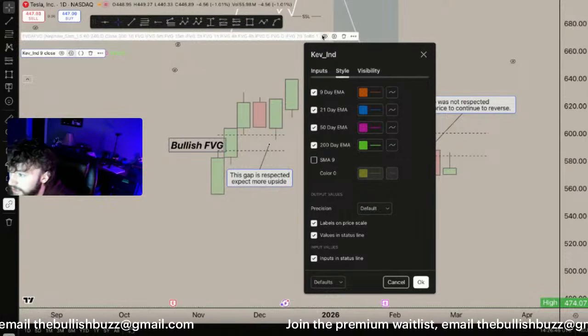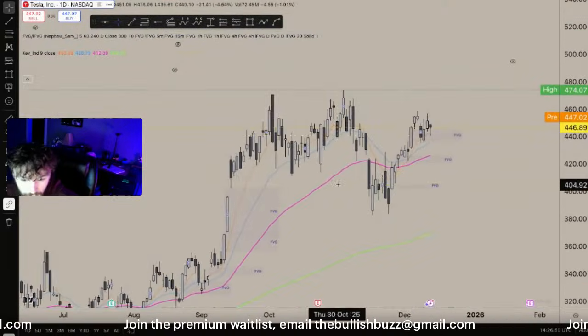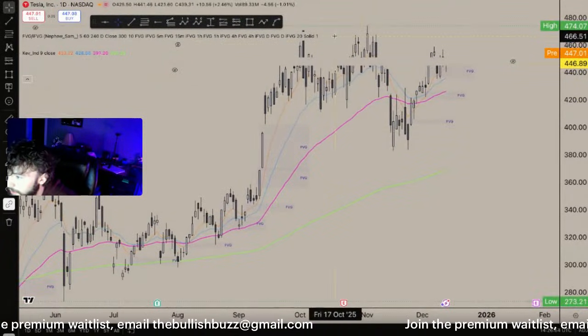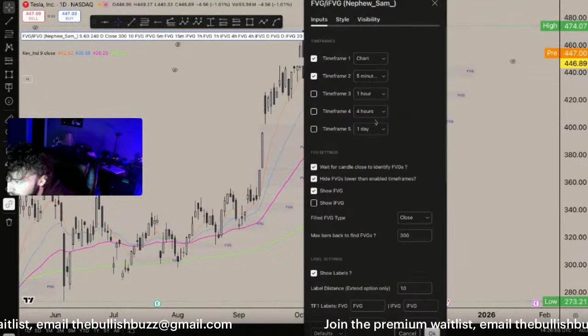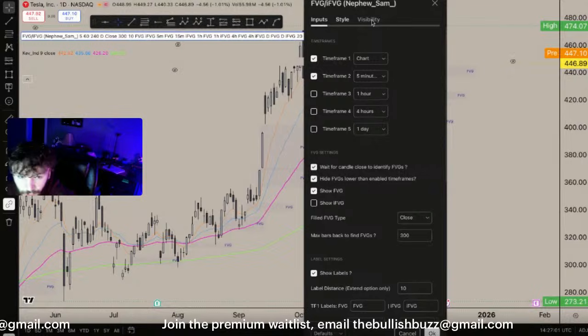Here's another indicator that you guys can use if you like fair value gaps, or if you want to learn these fair value gaps. Look, it marks them out. It almost marks out too many, but it does mark them out. You guys can take a screenshot of this one too. I'm not going to leave it up for too long. I have VG nephew Sam.